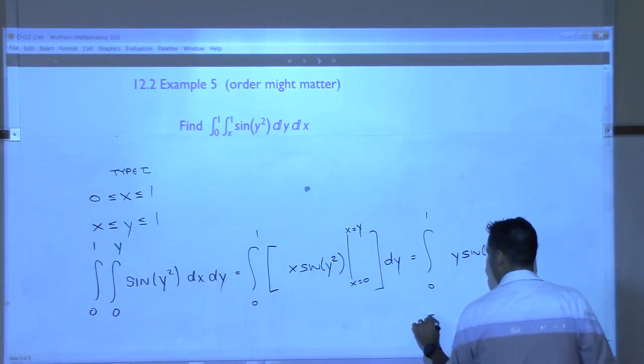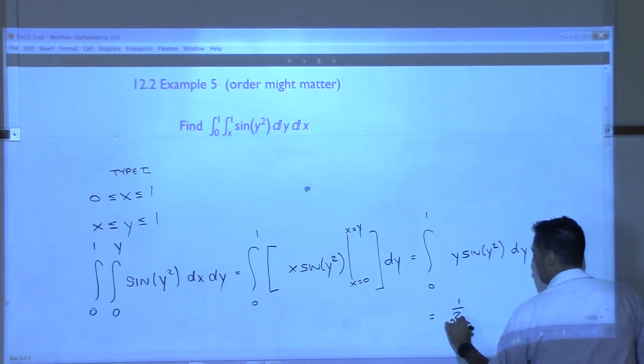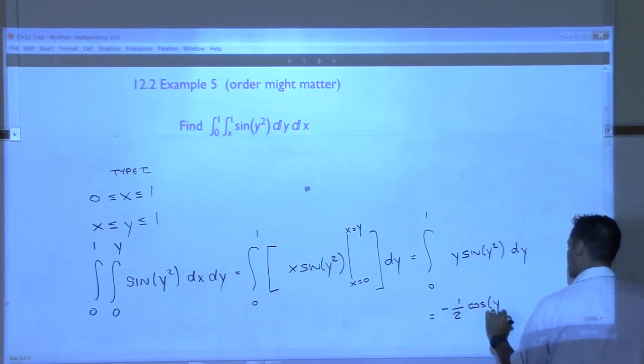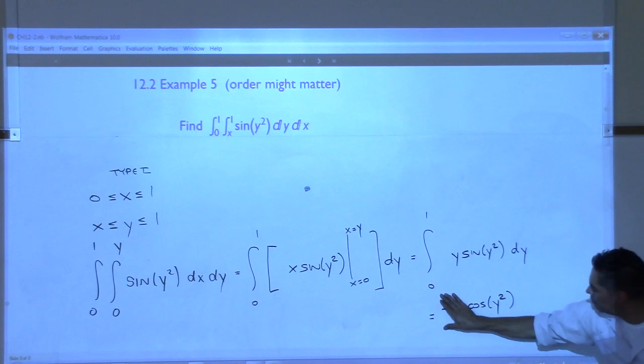Right? So this, I'm not going to go through all the work, but this should be negative 1/2 cosine of y squared. Let's just double check that. What's the derivative of this? So what's the derivative of that?